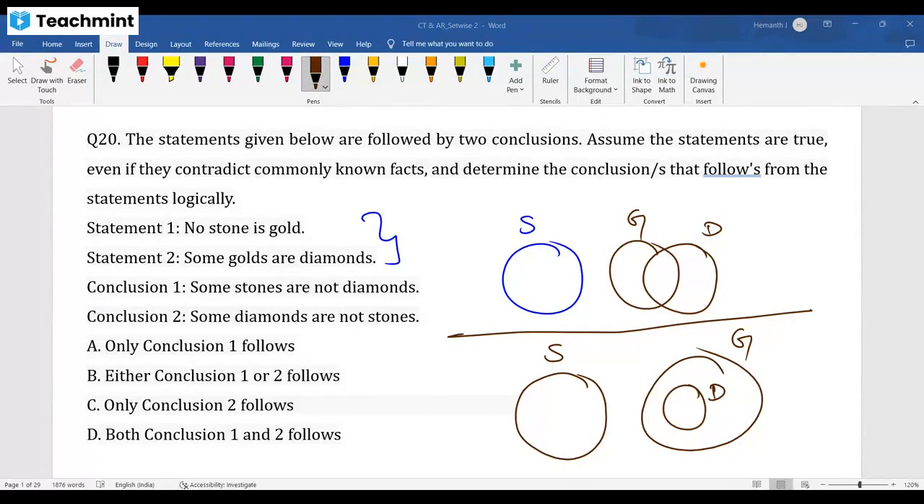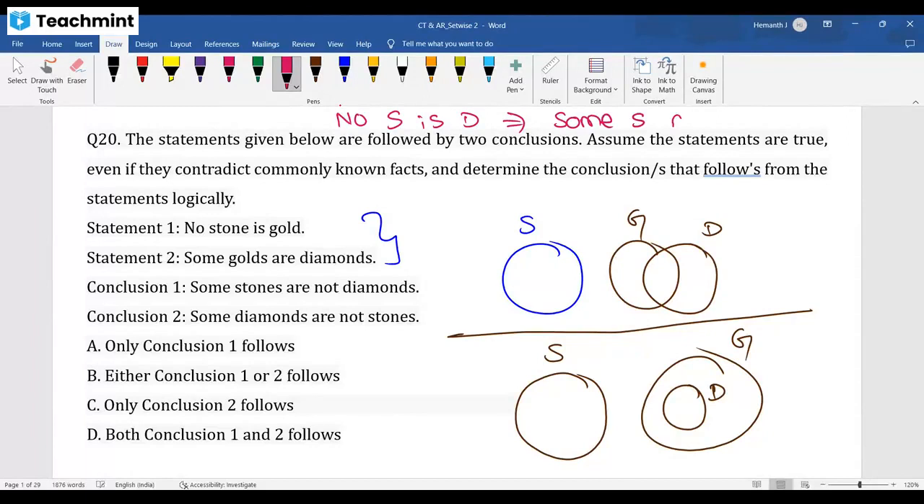Option B. Somebody said two follow. Somebody said both correct. Now wait and see here. First one: some stones are not diamonds. No stone is diamond. If you draw the diagram, no stone is diamond. Then some stones are not diamond is correct only.